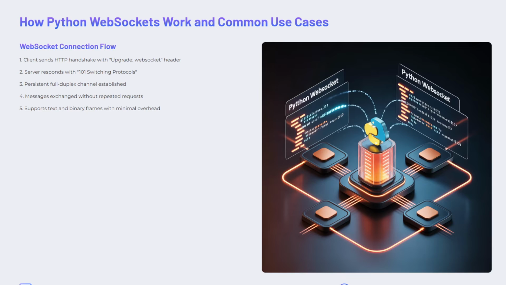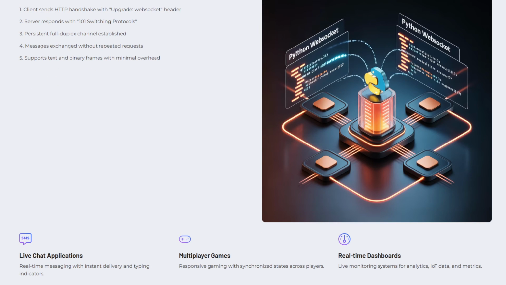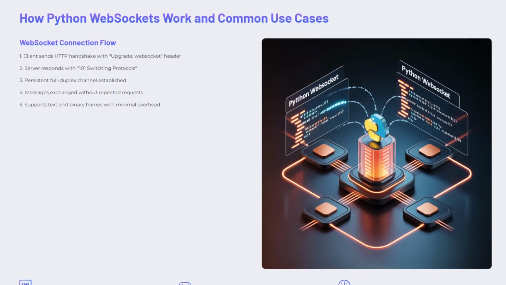So the WebSocket connection flow involves: one, the client sends an HTTP handshake with an Upgrade: websocket header, and then the server will respond with a 101 Switching Protocols. On the third step of the flow, a persistent full-duplex channel is established, and then messages are exchanged without repeated requests. Next, it supports text and binary frames with minimal overhead. So that's it for the WebSocket flow.